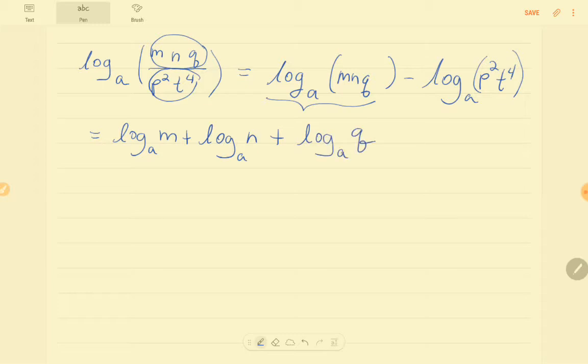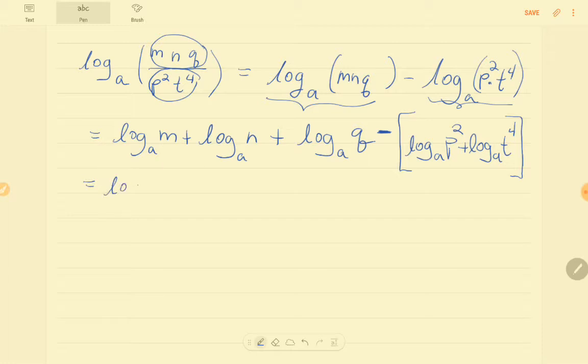Okay, so that was all that first expression, and then minus, now here you want to be careful because we're subtracting and it's going to be a sum because we've got a product in here. So I have to make sure to be careful with that negative because it does need to be distributed after I have expanded this part of it. Okay, so then I have the log base a of p squared plus the log base a of t to the 4th power.